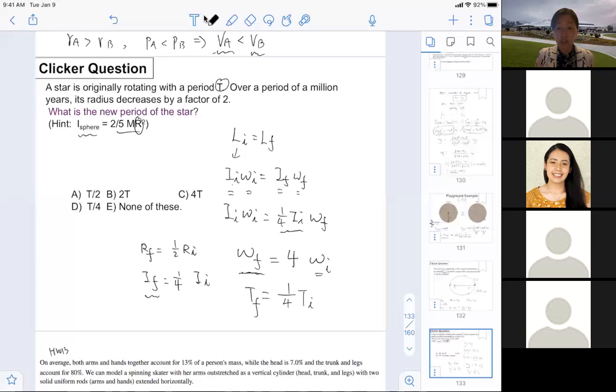So T final is 1/4 of your period before. And remember how T and omega are related? Omega is 2 pi, the change in angular position over the time in one round. So 2 pi over T is omega, okay? So if omega final is 4 times omega initial, then T final is 1/4 of T initial. All right, very good. Thank you all.